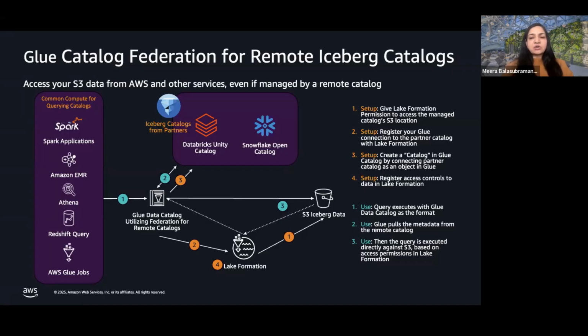And these federated catalogs are Lake Formation registered. So you get fine-grained row, column, and cell level permissions. And all of this is without moving your S3 data around. So this lets you use AWS resources to access data managed by another catalog with no replication and no complex data management.